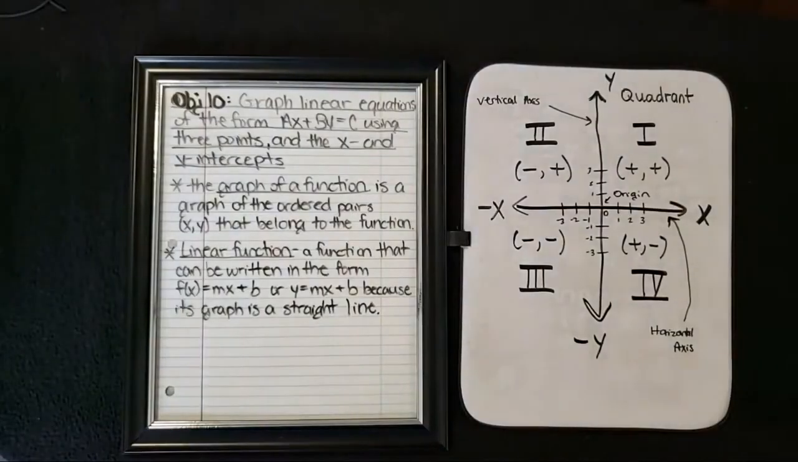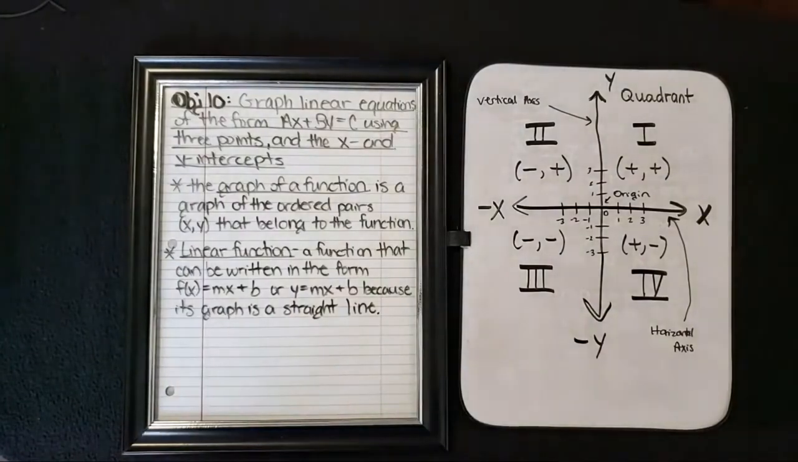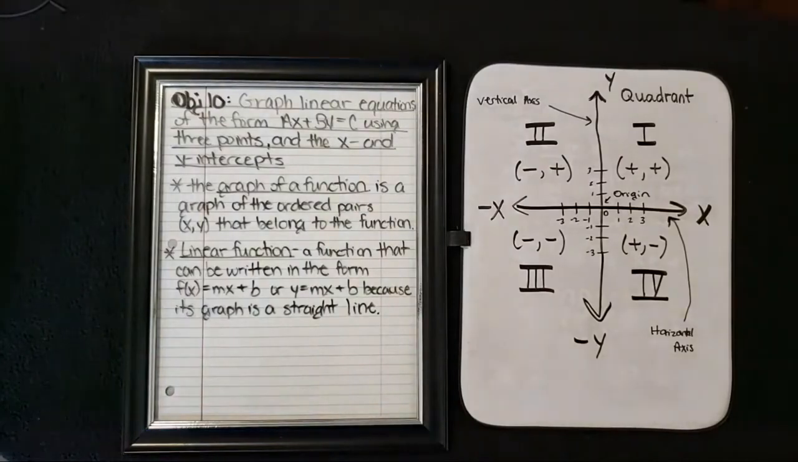Today we're working on objective 10, which is to graph linear equations of the form ax plus by equals c using 3 points and using the x and the y intercept. All right. So the graph of a function is a graph of the ordered pairs x, y that belong to the function. In order to graph the function, you have to find ordered pairs that belong to that function, and we're going to look at how to do that.